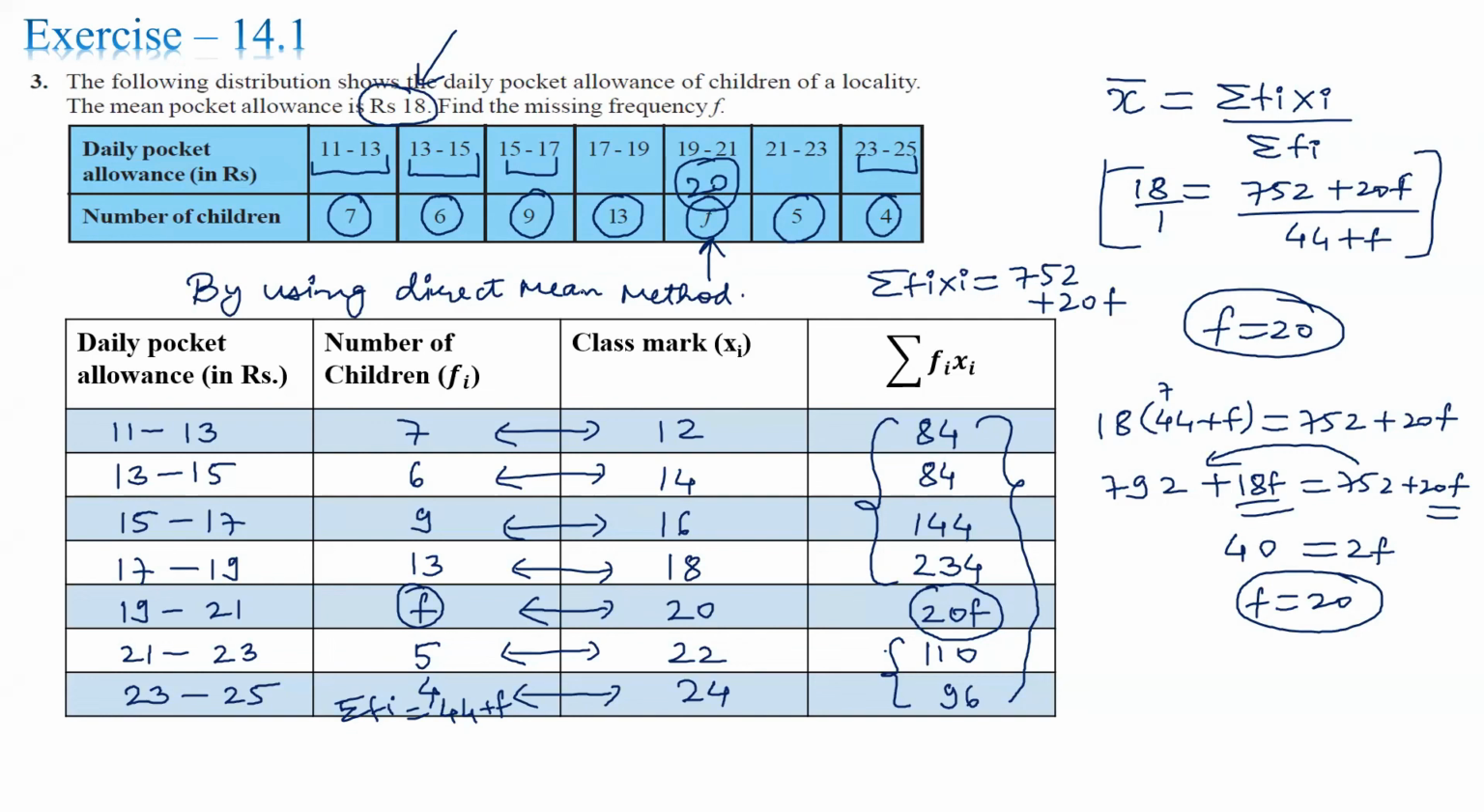Is it clear to everyone? Using assumed mean method, this question will be difficult. Means you will get the answer, but it will be quite confusing. So use direct mean method only whenever you want to find any unknown quantity from the table. Whenever you want to find any unknown quantity from the table, use direct mean method only in that case.